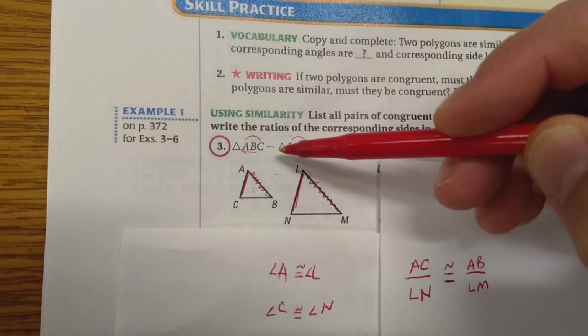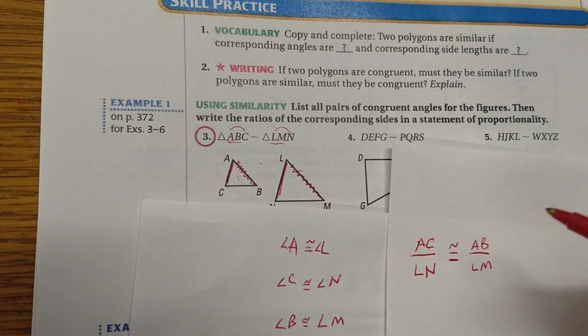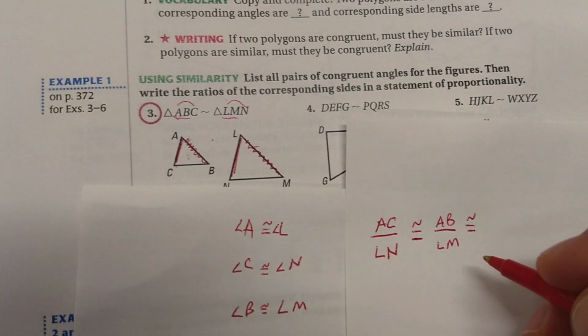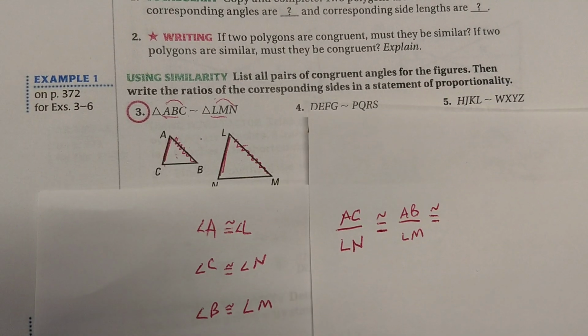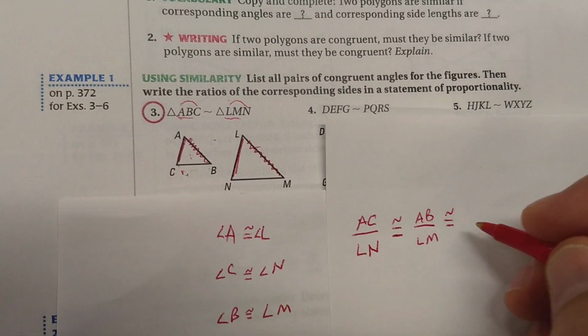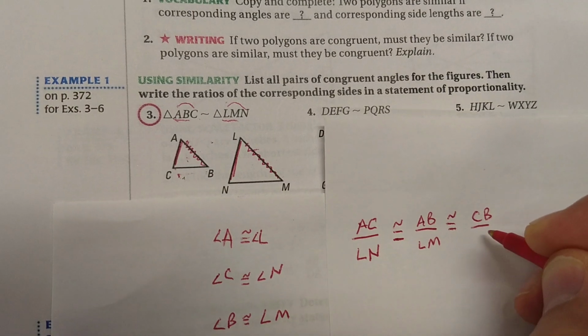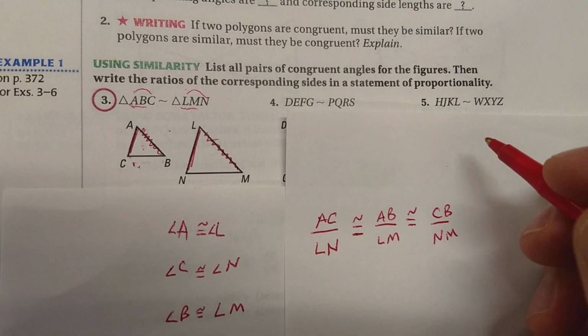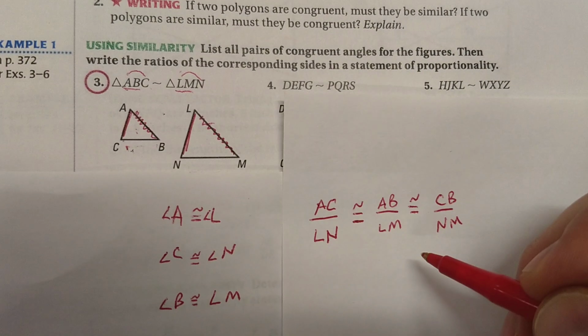Here's AB, here's LM. And then finally, that's also true about the third ratio when I'm looking at that third set of sides. So the bottom side, CB, NM. CB over NM. Okay, so that is my statement of proportionality. Those ratios are the same.